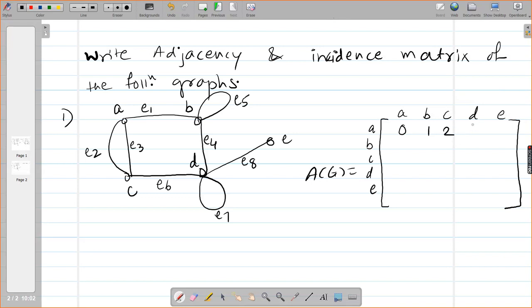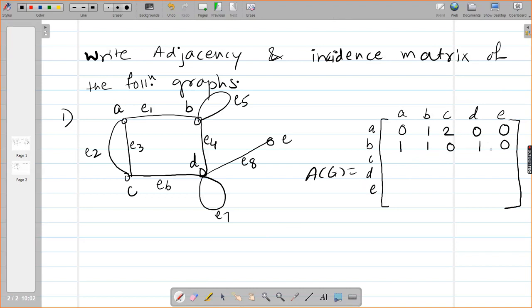A to D, is there any edge? No. A and E are adjacent? No. B and A adjacent? Yes. B to B? No. B to C? No. B to D? Yes. So wherever you get a yes answer, put 1. B to B is there because there is a loop at B. So we have to write 1.